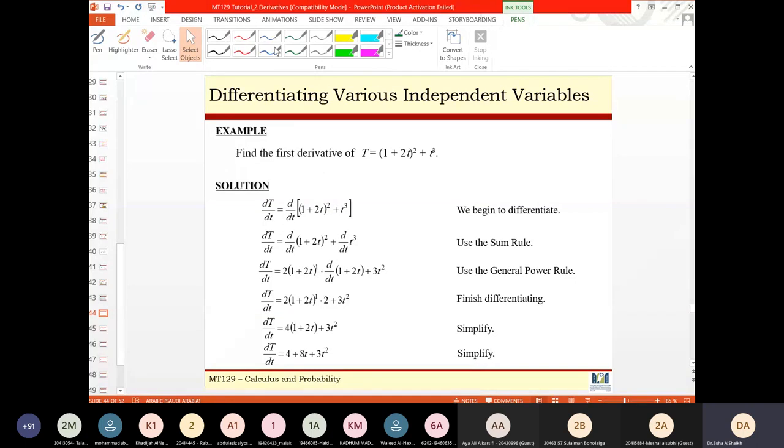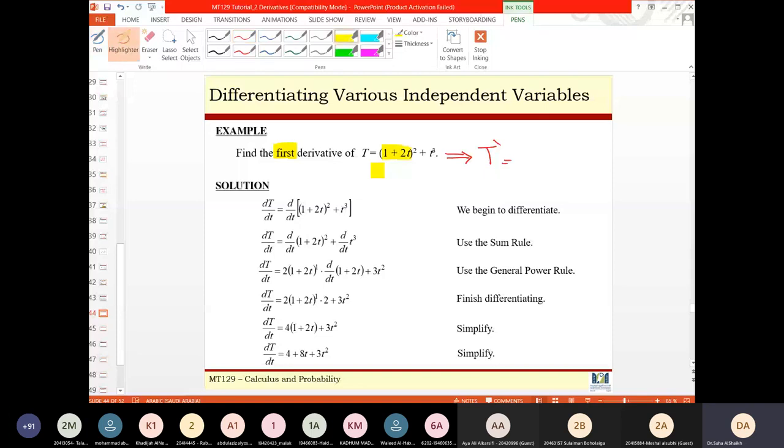Now find me the first derivative. The first derivative means t dash. So easy, very easy thing. What is the t dash in this case? I have a bracket to a power 2. We use the general power rule: the derivative of the bracket times the derivative of what is inside the bracket. The inside is 1 plus 2t.